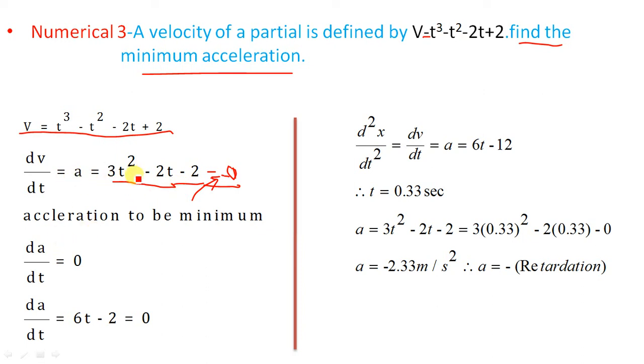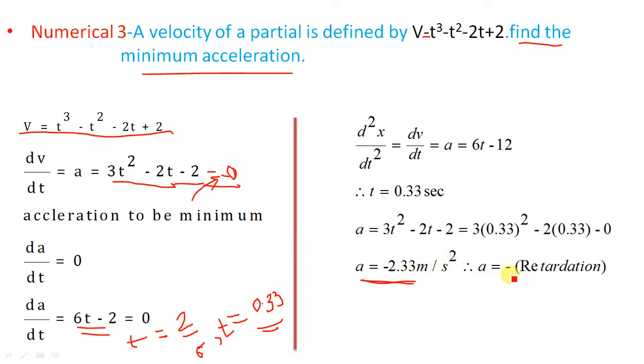Again differentiate this equation with respect to t, so you will get 6t minus 2. So that is the equation of dA by dt. Equate it to 0, so you will get t is equal to 2 by 6, that is 0.33 second, the time when your acceleration is minimum. Now we have to find out the minimum acceleration, that is a is equal to 6t minus 2. Substitute this value over here, you will get the minimum acceleration, minus 2.33 meter per second square.